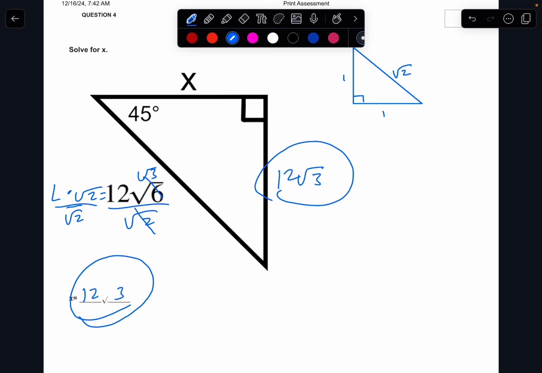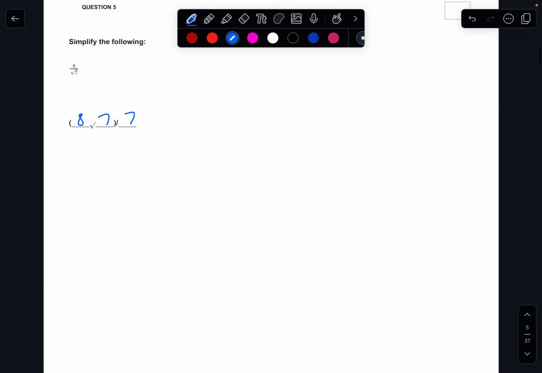So if you have the hypotenuse, how do you get smaller? You divide by the square root of 2. If you have the leg, how do you get bigger? You multiply by the square root of 2. Those are the only two moves you will make on a 45, 45, 90.